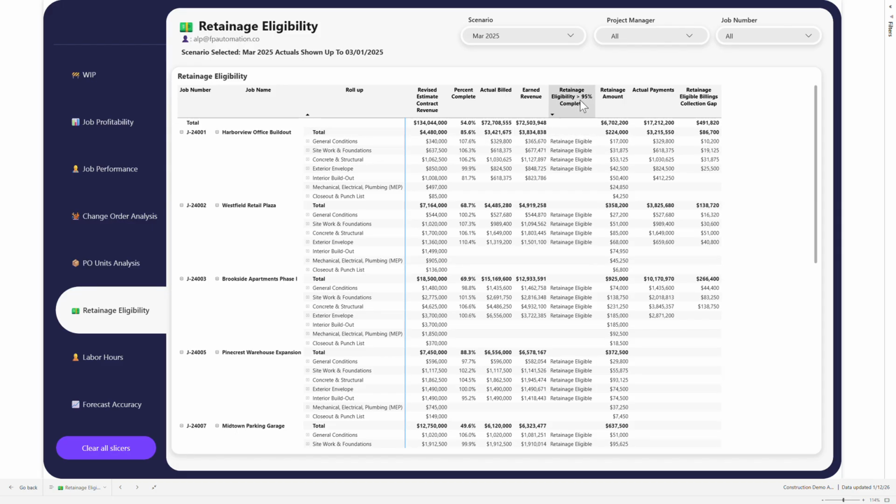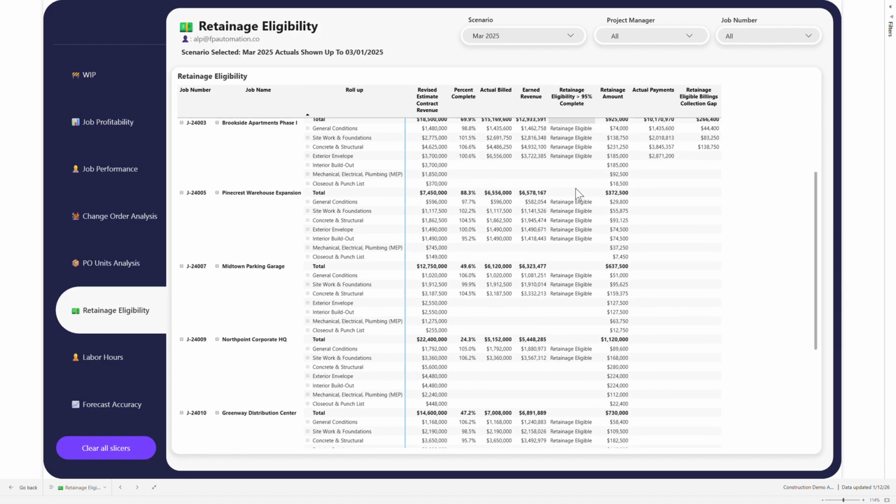We also have flags right here, as we talked about during our job performance analytics, that indicate whether something is retainage eligible. The idea here is for your management team to have full visibility into all the retainage amounts and what is considered eligible here.